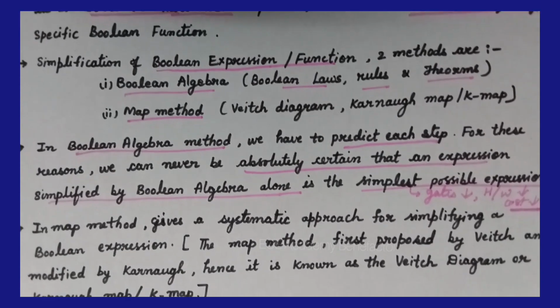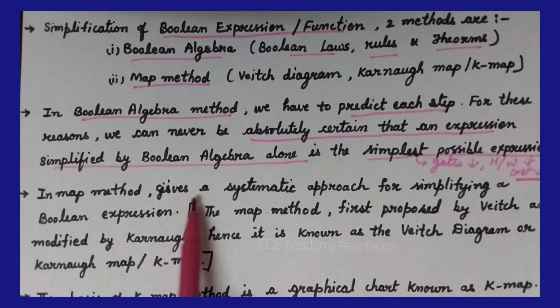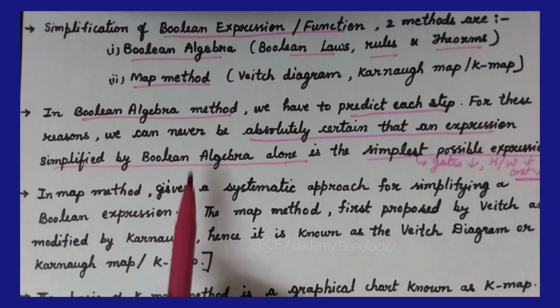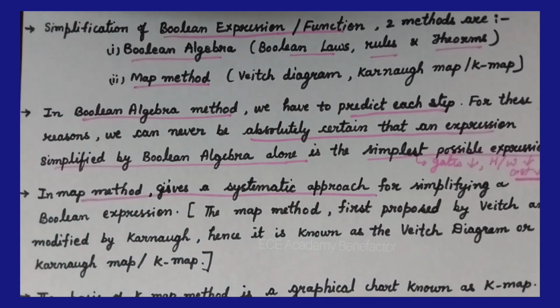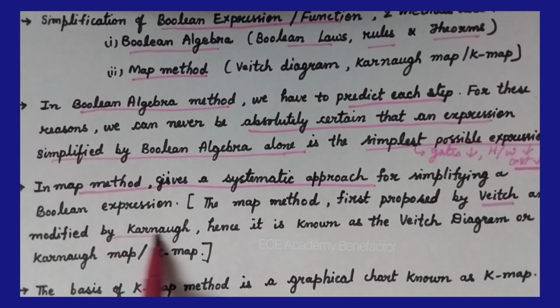Now let us see what is happening in the map method. The map method gives a systematic approach for simplifying a Boolean expression, whereas in the Boolean algebra method, it is predicting at each step based on Boolean laws, rules and theorems. So the map method is a more systematic approach for simplifying the Boolean expression. The map method was first proposed by the scientist Veitch, and then it was modified by Karnaugh.